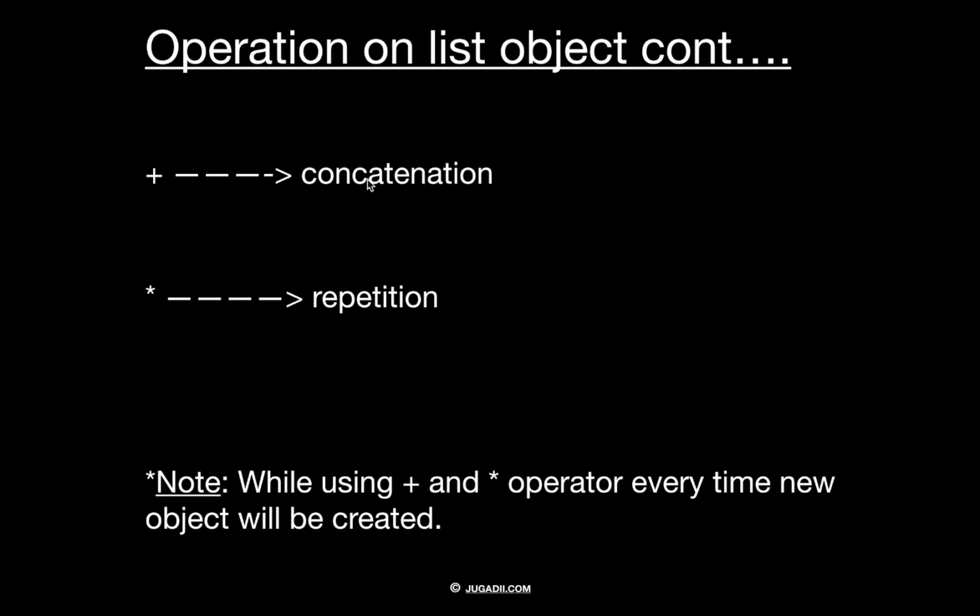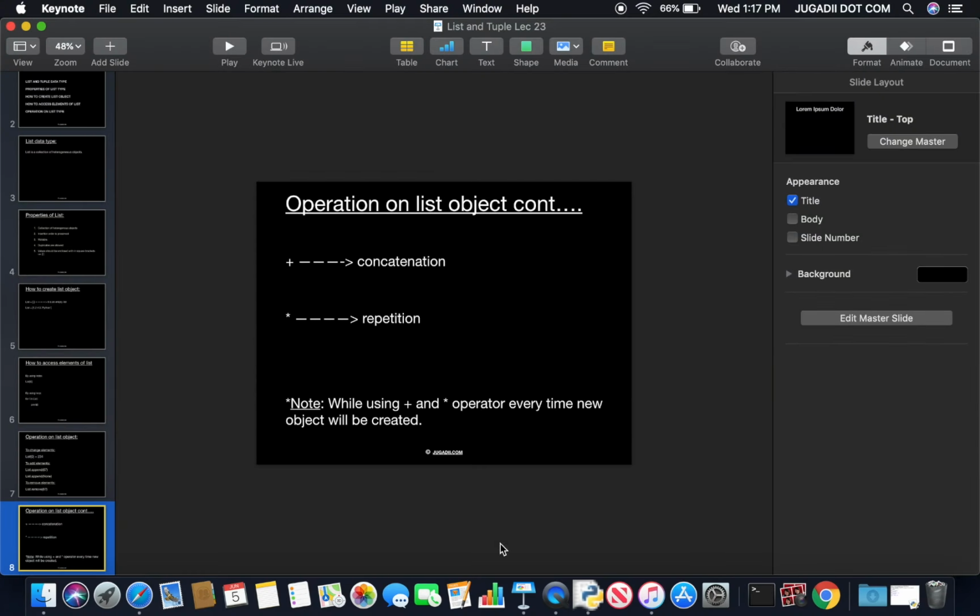Operations on list. You can use a concatenation operator and a repetition operator with list objects, and these two operators we can use with sequence types like string, list, tuple, then bytes and bytearray.